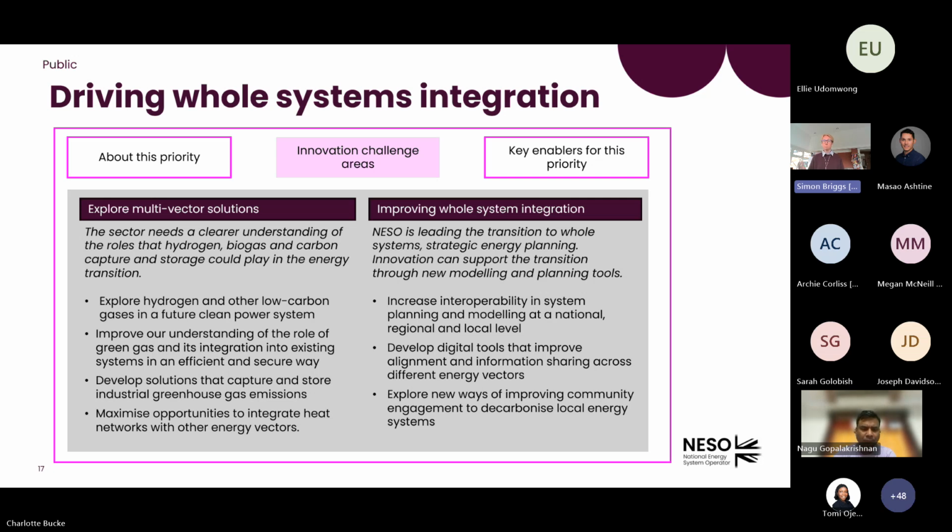And then from the integration perspective, that's much more about how we can use digital solutions. How can we use AI to help improve the way that we forecast and plan across the system? Next slide.